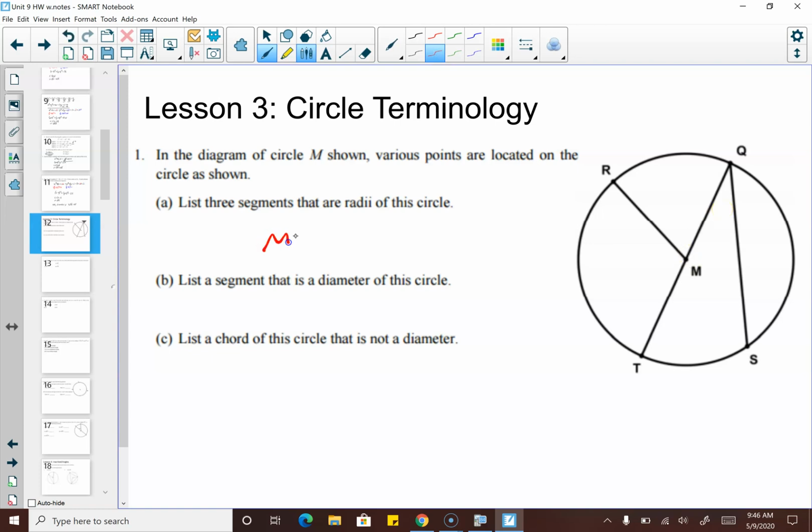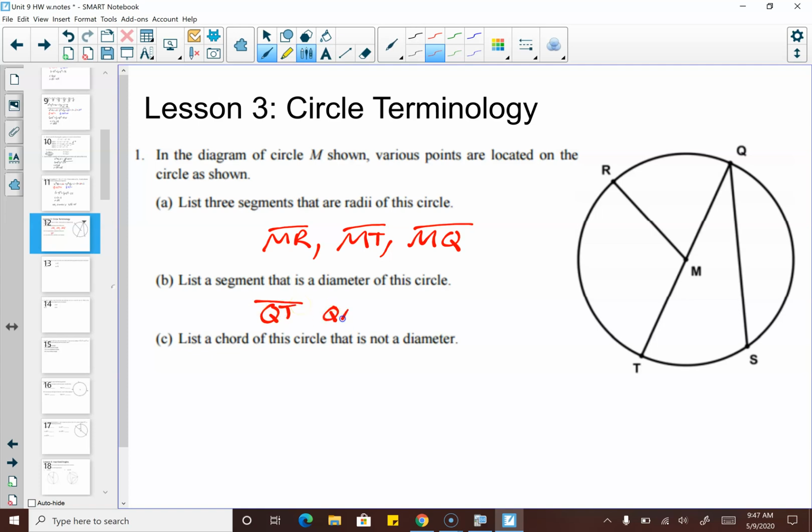So I see MR, I see MT, and MQ. So those are all radii of our circle. List a segment that's a diameter of this circle. So remember, diameter goes from one side of the circle to the other and passes through the center. So that would be QT.